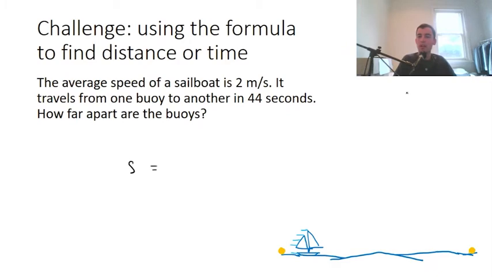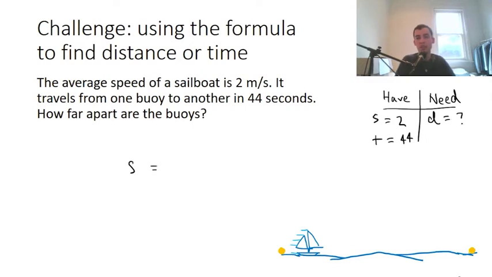So we've got our average speed. And one way you can do this, when you're solving problems like this, is to work out what information you have and what information you need. The information we have is that the average speed is 2, so we'll write that down, S equals 2. We have this 44 seconds, that's the time, so T equals 44. And what we need is how far apart the buoys are. What we need is the distance. So distance equals question mark, we don't know that.